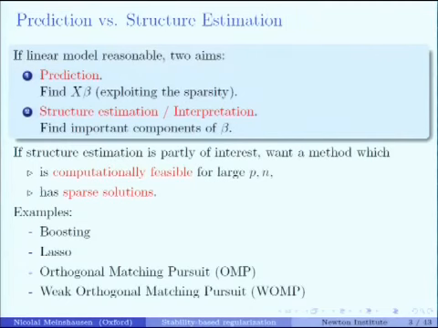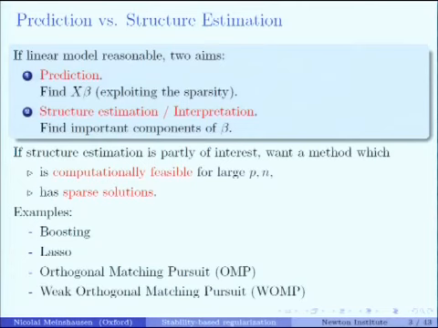I want to distinguish between prediction and structure estimation. In prediction you would be concerned about finding a good value of beta such that x times beta gives you some reasonable forecast for new observations you're going to see. And distinguish that from structure estimation, which is just concerned with finding the important components of the vector of beta, which we've heard about before.